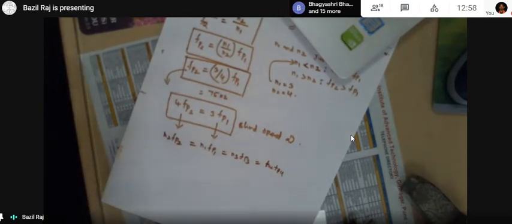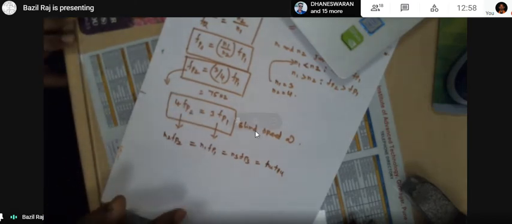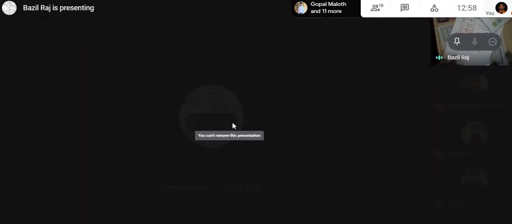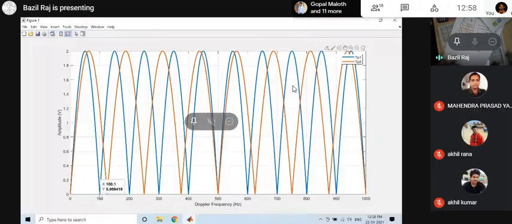You can push it far away from your Doppler band. That shifting is also within our control now. So N2 PRF2 equals N1 PRF1, N3 PRF3, N4 PRF4.